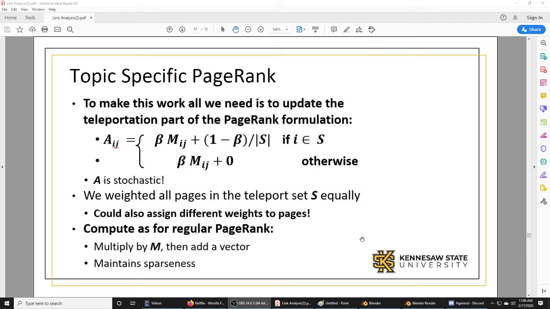We've weighted all the pages in the teleport set S equally. We could also assign different weights to the pages. And compute the exact same way that we computed the original PageRank. Multiply M, then add a vector, maintain sparseness.